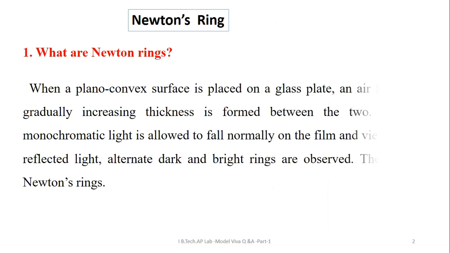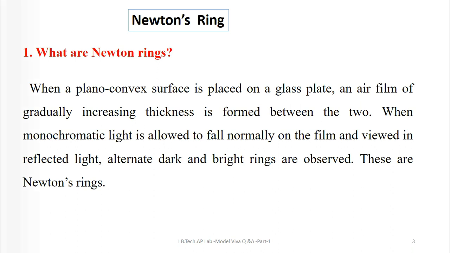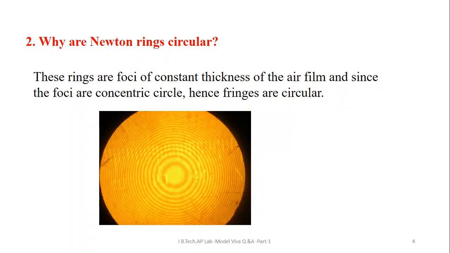What is Newton rings? Simply, when a plano convex lens is placed on a glass plate, an air film of gradually increasing thickness is formed between the two. When monochromatic light is allowed to fall normally on the film and viewed in reflected light, alternate dark and bright rings are observed. These are Newton rings. These are the Newton rings we can observe in the lab.